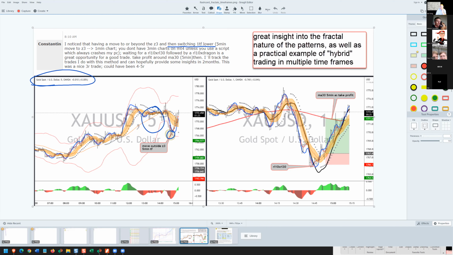So in this case, he goes from a 5-minute to the 1-minute chart because he doesn't have 3-minute charts on MT4, and then waits for the P1 reversal and then the crossing of the dragon, in other words, the SSC. It's a great opportunity for a good trade. So you get an extreme move on the higher time frame and then come down and dial in.